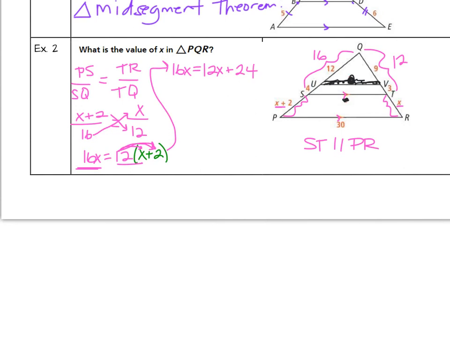And now we're set up just like we were before. Let's get the x's on the same side. I'm going to move 12x by subtracting it. That moves it over to the opposite side. 16x minus 12x would give us 4x left over. And on the right, the 12x's cancel and we get 24. Last but not least, divide by 4 to isolate x. And x will equal 6. And for this problem, that's all we had to do.